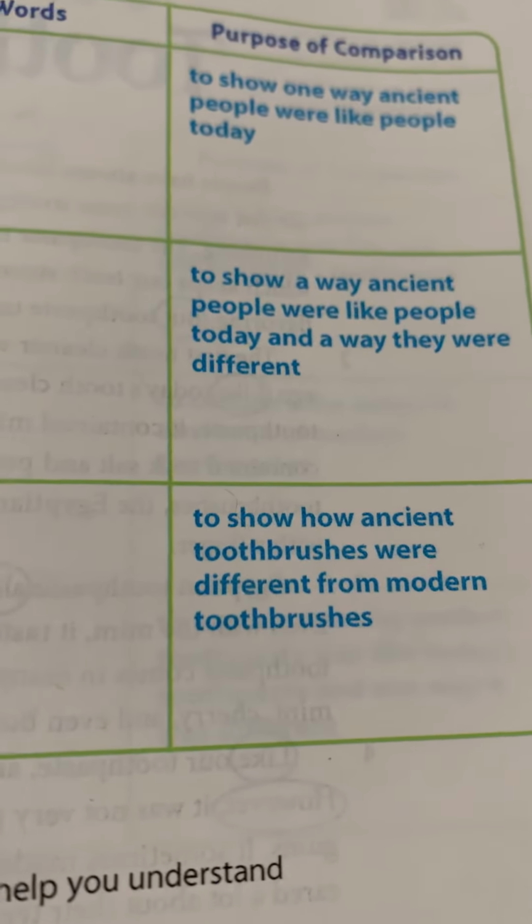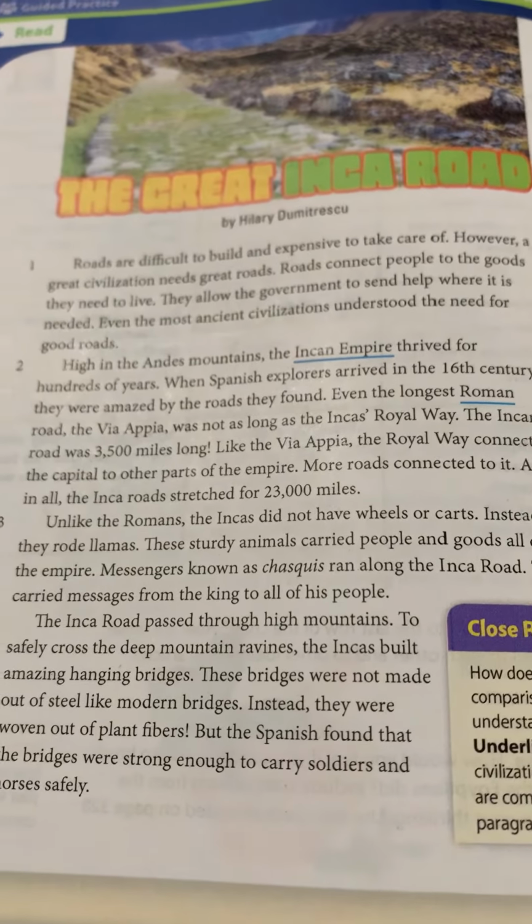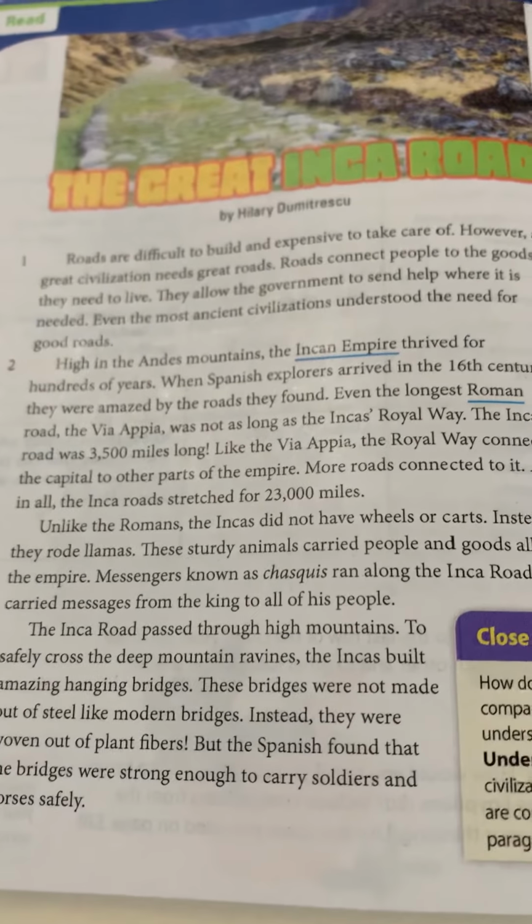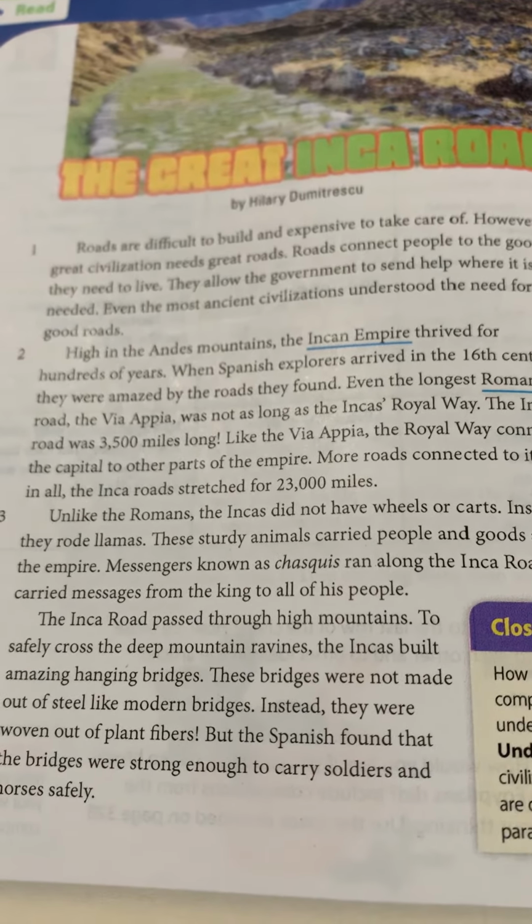Now we're going to be looking at the story that you guys are going to be using today to answer some of your questions. You can see up here we have a nice visual of a photograph, and the title of the story today is called The Great Inca Road by Hilary Dumitrescu. All right, let's take a peek. This is a nonfiction text. Make sure you are paying attention to those signal words that we've been looking at. The signal words for comparing, the signal words for contrasting, showing how something is the same and how something is different.